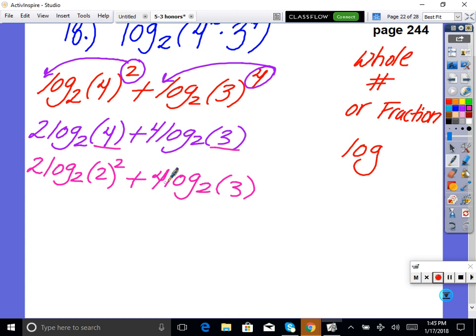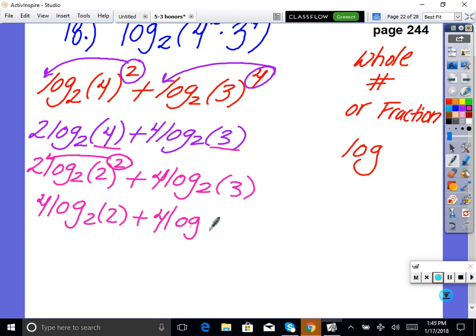Now, there's a couple ways we could do this. Can't I pull this down in front? So times that. So we have 4 log to the base 2 of 2 plus 4 log to the base 2 of 3. So then these cancel out. So our final answer is 4 plus 4 log to the base 2 of 3.